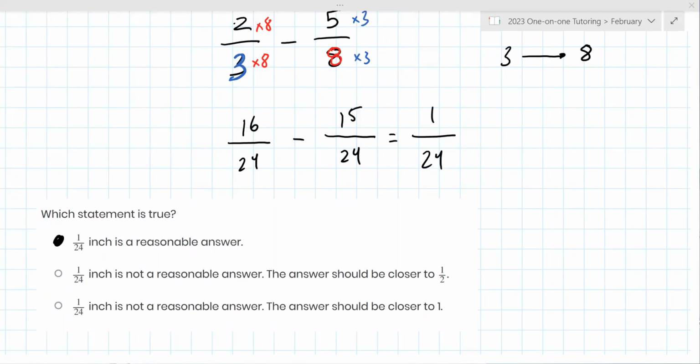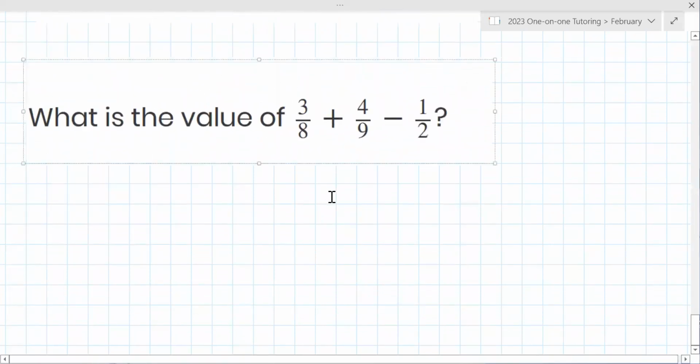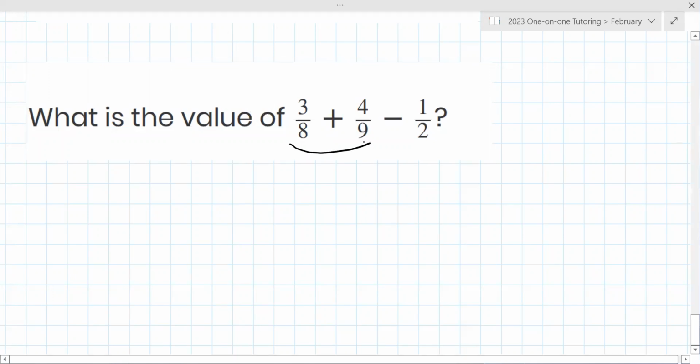Okay, so let's do another problem here. All right, so it says, what is the value of 3/8 plus 4/9 minus 1/2? All right, so we've not encountered a problem like this before where there's 3 fractions, but it can be done. We're going to first add these 2 fractions right here.